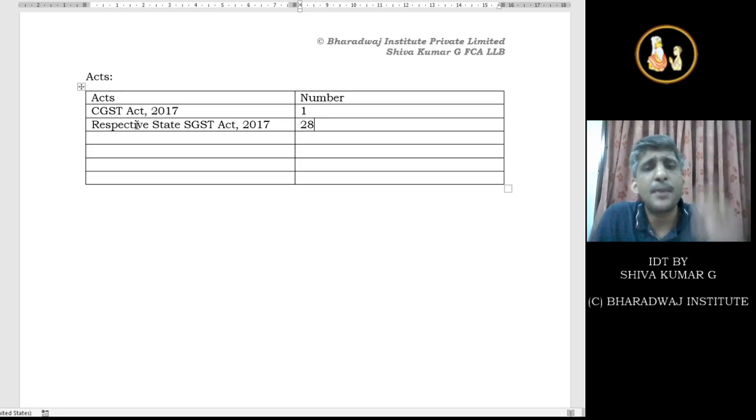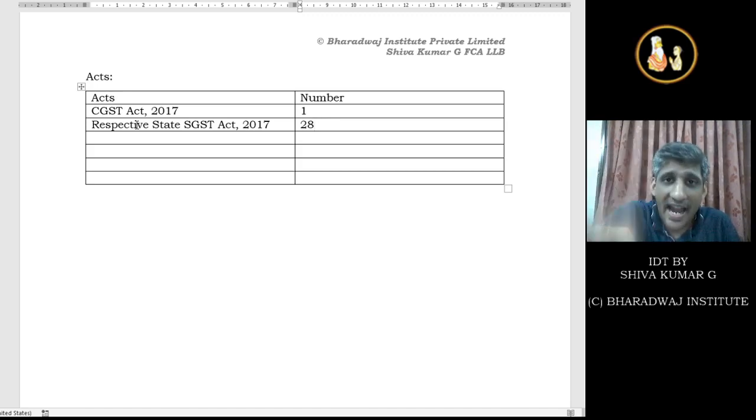"Sir, if 28 states have 28 different acts, then we will have a problem." No, don't worry. Even though they have separate acts, no individual state has the power to change the act. So even though there are 28 acts, all 28 acts will look the same. Why? Who decides what should be in the act? The GST Council.